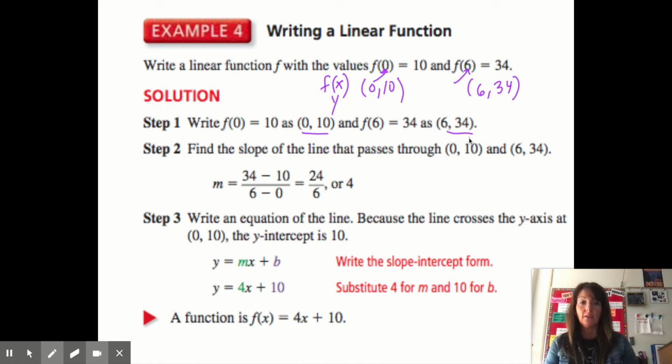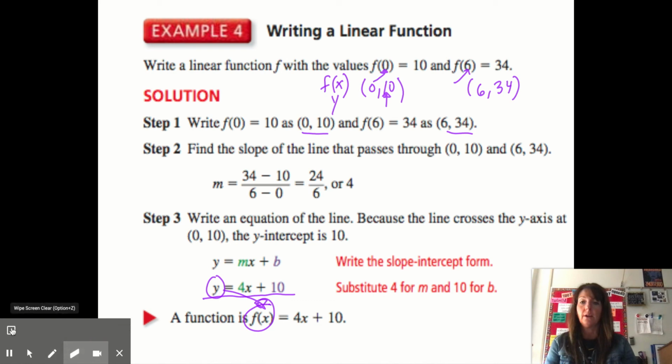Now it looks just like the previous example. Calculate your slope, identify the y-intercept based on the value when x is equal to 0. That's where it's crossing the y-axis. So this time, go ahead and substitute it in slope-intercept form, and then replace your y with your function notation, just f of x. So f of x is equal to this function. So we'll practice this a little bit.